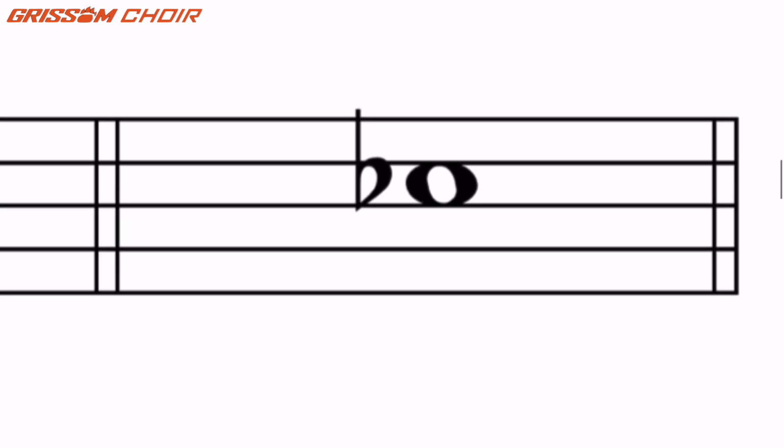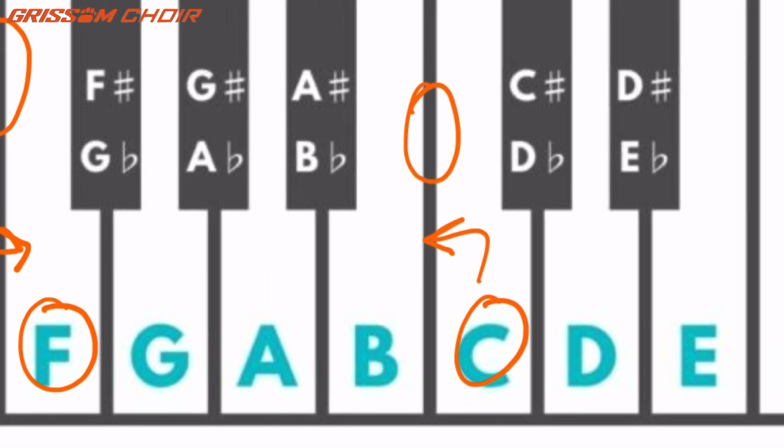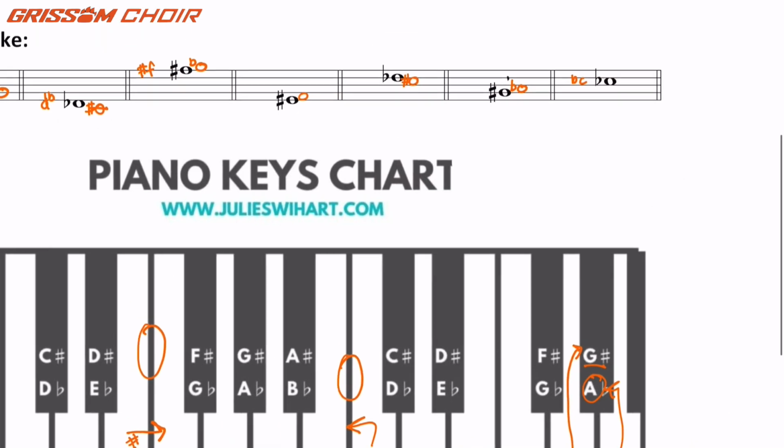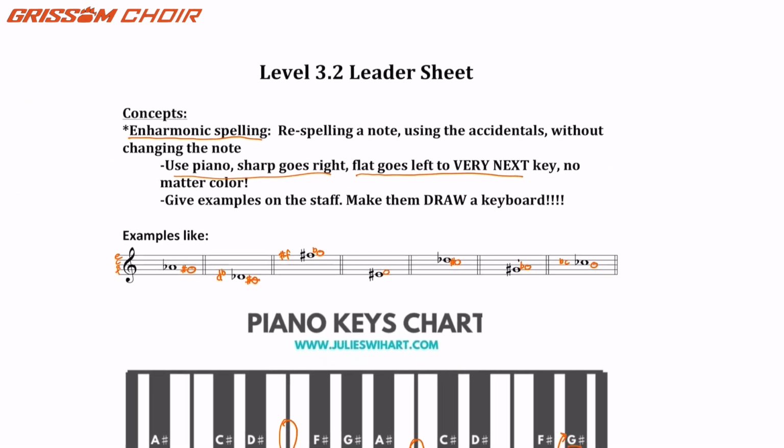And then the last example is another trick question. C flat. We locate C on the piano. Here is C. We go to the next key to the left to find the enharmonic spelling. There is no black key in between, so that means that the enharmonic spelling of C flat has to be B. There is no black key in between B and C, and no black key in between E and F. That is everything that is on Music Theory Level 3.2.